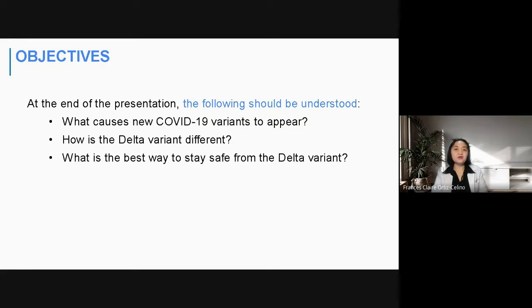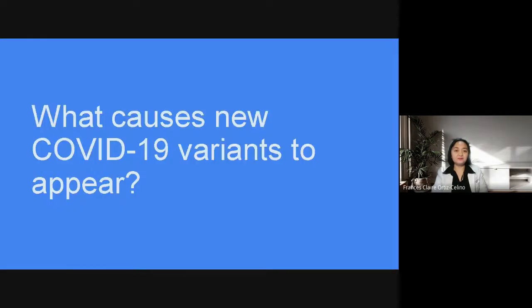So the objectives of this presentation is for you to be able to understand what causes the new COVID-19 variant to appear. How is this Delta variant different from the original COVID-19 virus and the different other variants? And what is the best way to stay safe from the Delta variant? All right, so let's begin.